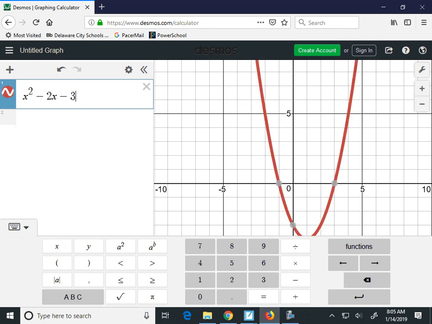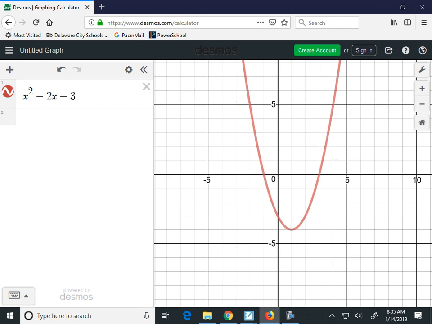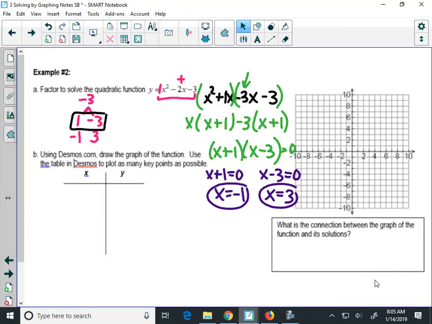And you should see on the picture over here that you can see a parabola. Now what I want you to do is click right on the x-intercepts. You should get 2 points. Now we're going to make a connection here in a second, but we should notice that these x-intercepts, -1 and 3, those are the same as the solutions we got right here. So let's fill that into the box really quick.